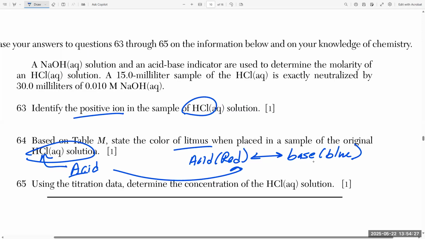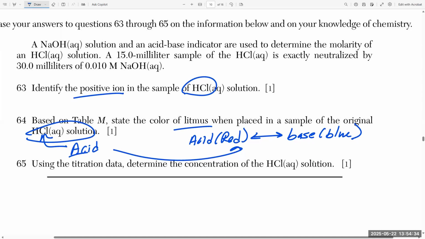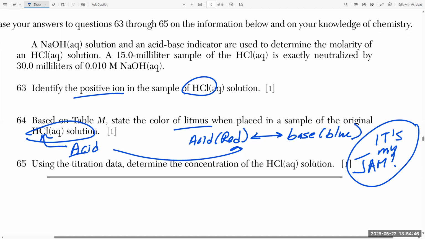All right, number 65. Using the titration data, determine the concentration of HCl solution. All right. Are we excited? Are you excited? I am. It's my jam, right? Because we've been working on this, right? So let's do it. So I'm going to go back to the original problem, right? So I'm excited. Let's go do it. So you can go to the original problem.